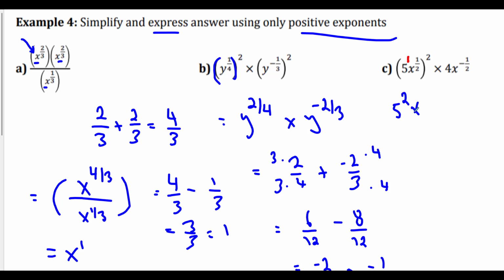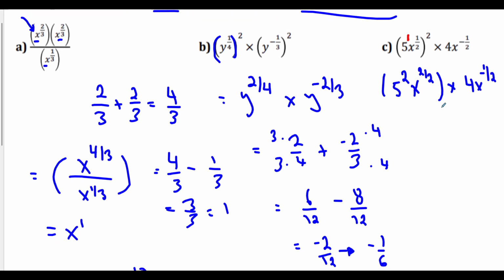The x value also gets a multiplication factor of 2, but not the x term, but the exponent. So what's a half times 2? Half times 2 is just 2 over 2. Then we have a multiplication sign. And then we have 4x to the power of negative 1 over 2. And we can simplify the bracket first before we move on. 5 squared is 25. And x to the power of 2 over 2 is just x.